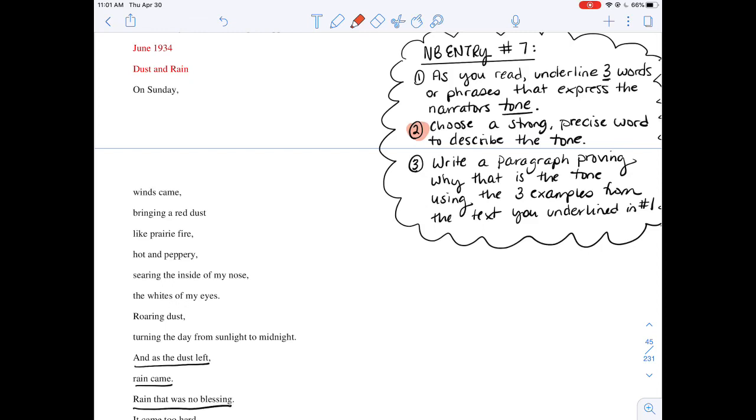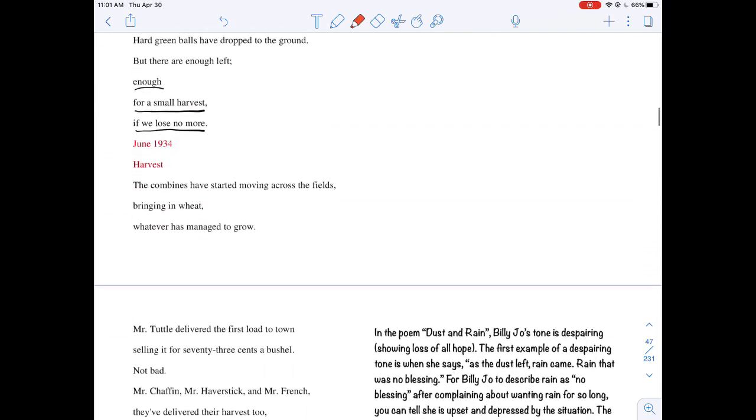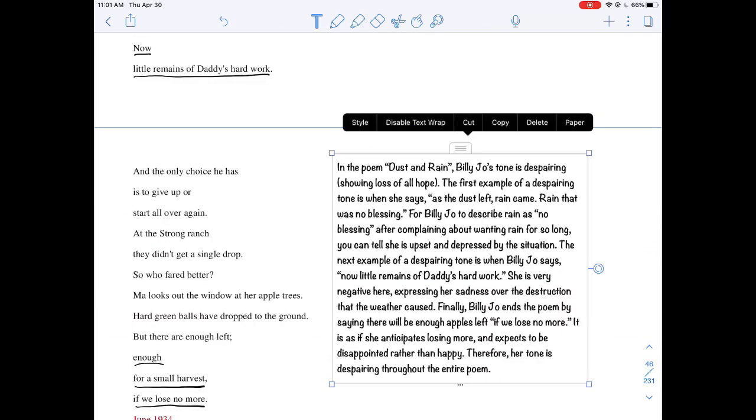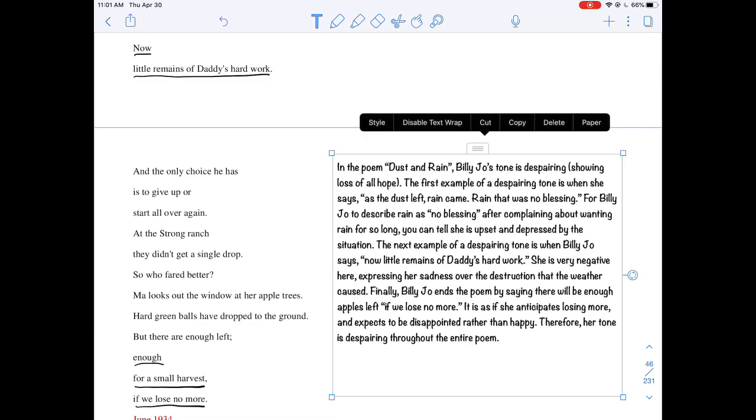Now my next step is to write that paragraph proving why I think her tone is despairing. And I'm going to use those 3 examples that I highlighted in number 1. Now here's what that looks like. You're going to start by using a sentence like this where you state the title of the poem and what you think the tone is. So in the poem Dust and Rain, Billy Joe's tone is despairing, and just to clarify, that means showing loss of all hope. Then you go straight into your examples.